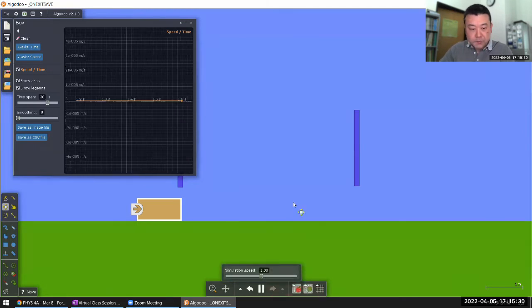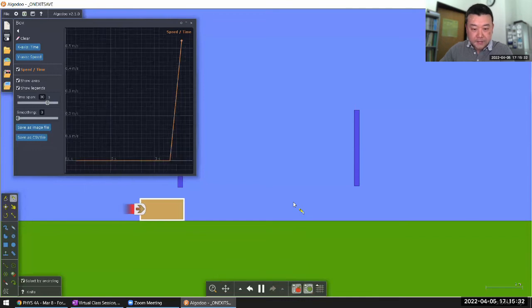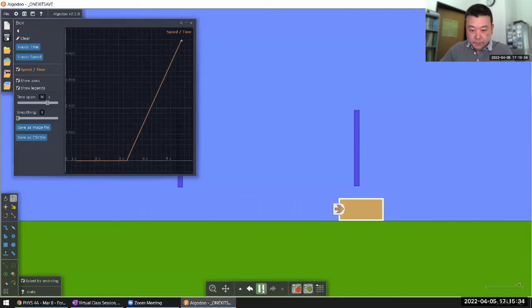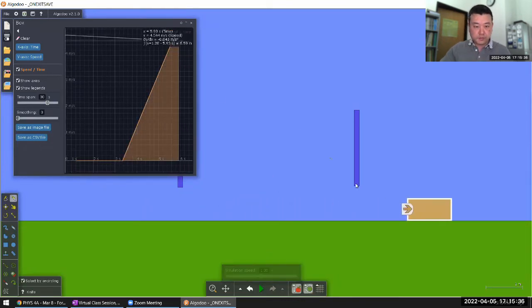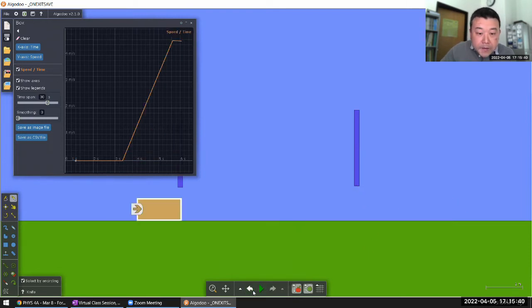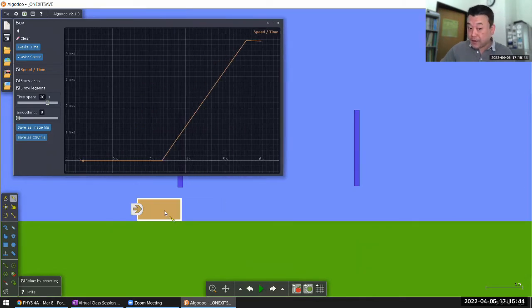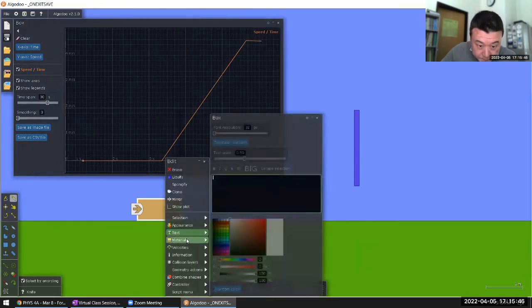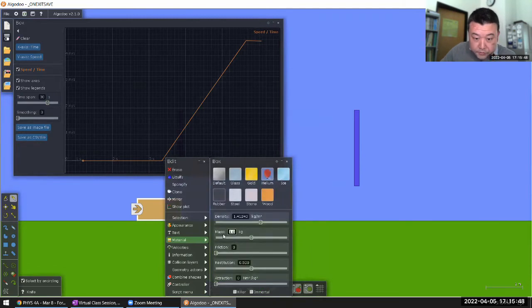So this would be the one with the lighter mass. Here, so try to stop it around here when the front reaches there. And let me go back and I'm going to make the mass now heavier and do the same experiment.